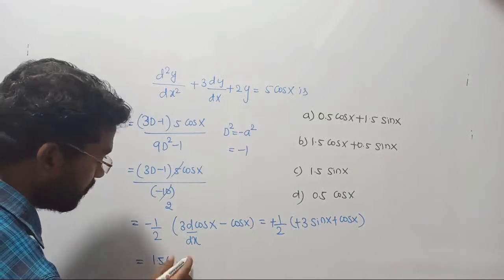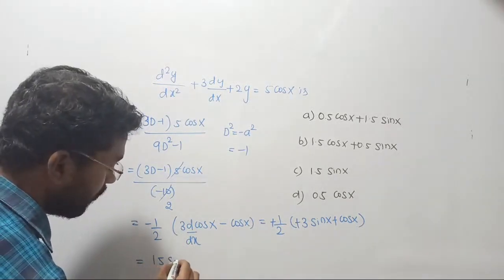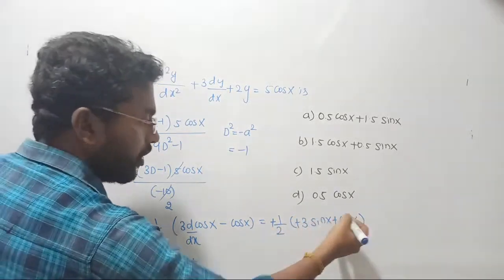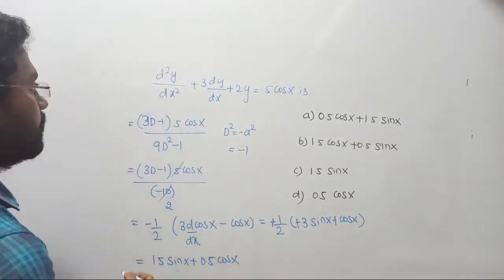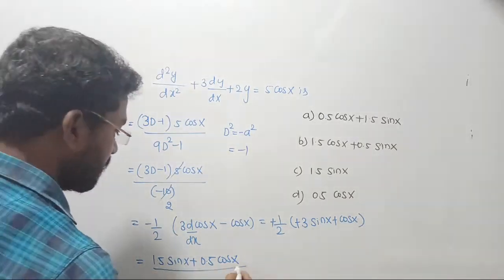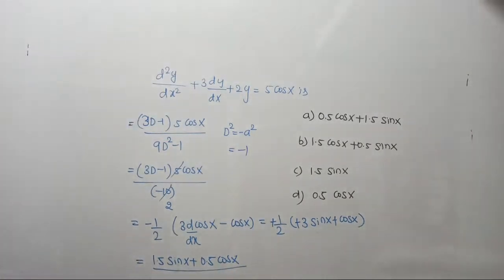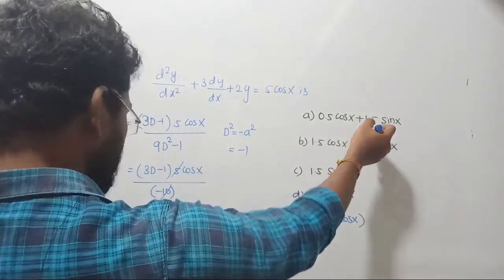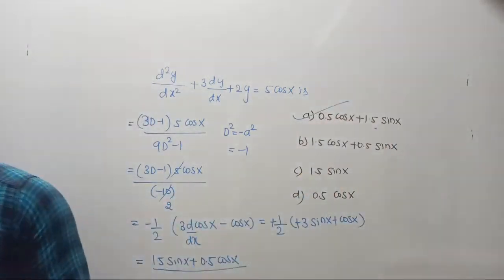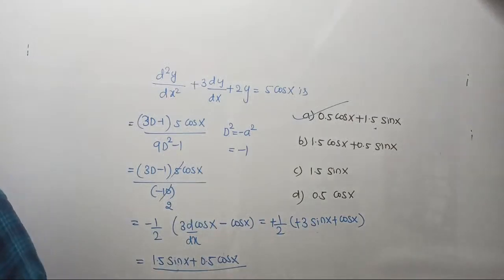So we got 1.5 times of sin x plus 1 by 2 into cos x, which will become 0.5 times of cos x. So the correct answer is 1.5 times of sin x plus 0.5 times of cos x. Do you have any option like that? 1.5 times of sin x plus 0.5 times of cos x. So the correct answer is option A.